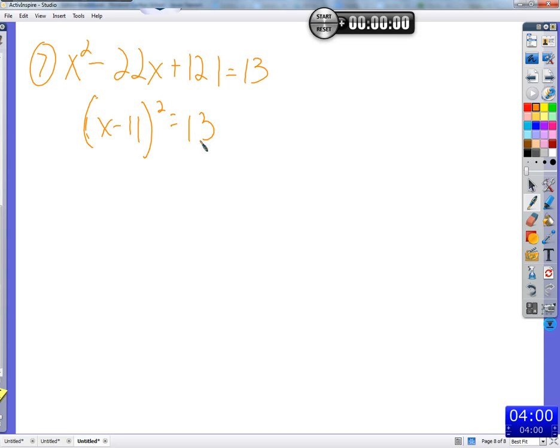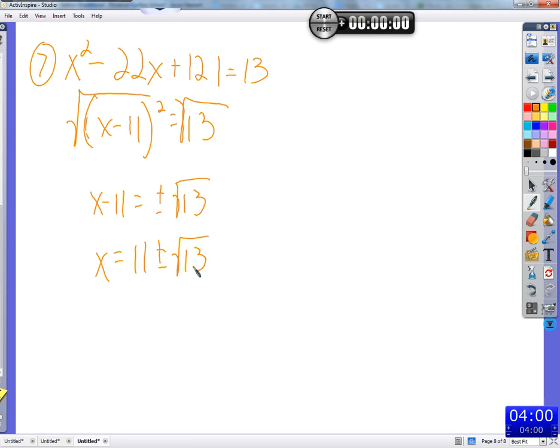Just by finding this number, look, we've made this a perfect square. And what do we get to do now at this stage? Take the square root of both sides. X minus 11 equals plus or minus the square root of 13. One more thing to do. Add 11 to both sides. X equals 11 plus or minus the square root of 13. Done, right? Solution's found. Three steps.